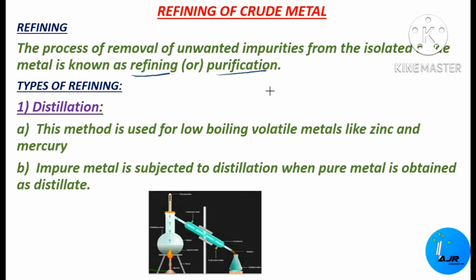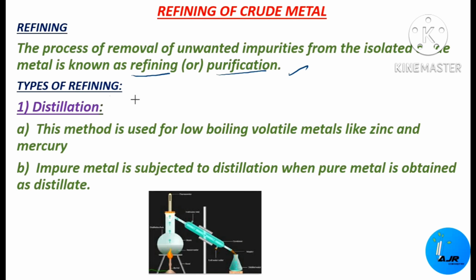So the process of removing the unwanted impurities. What are the unwanted impurities? Some unwanted metals or unchanged ore or non-metals like silicon, phosphorus, carbon. Then some residual slags and fluxes will be there, is it not? So those things are the unwanted impurities, and the process of removal of those unwanted impurities from the isolated crude metal is known as refining or purification. Understood?